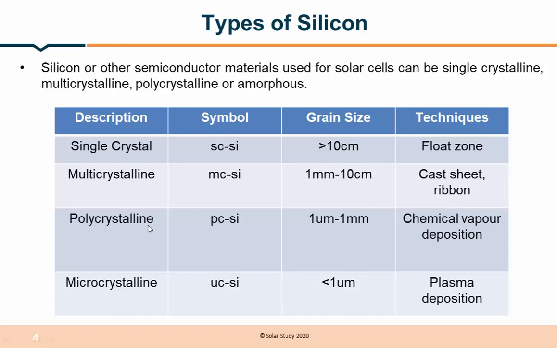Polycrystalline, we can get the symbol as PCSI. What is the grain size of this one? 1 micrometer to 1 mm. How is it formed, using which technique? That is called chemical vapor deposition. Then we will go for the next, microcrystalline. This is mu C Si. The grain size is less than 1 micrometer. This is done by the plasma deposition technique.